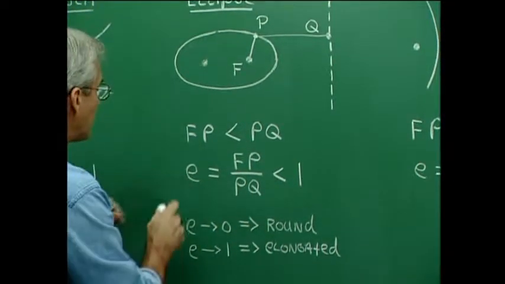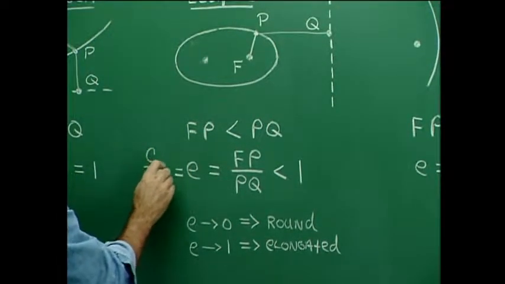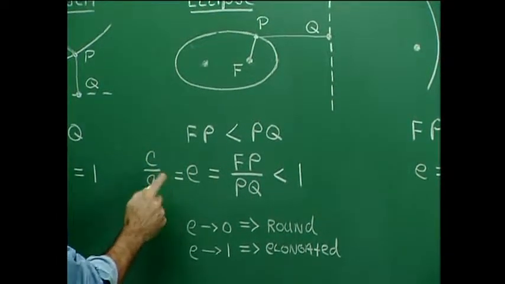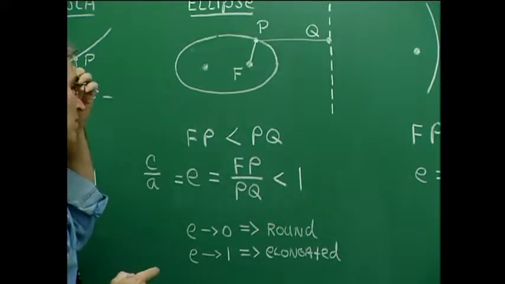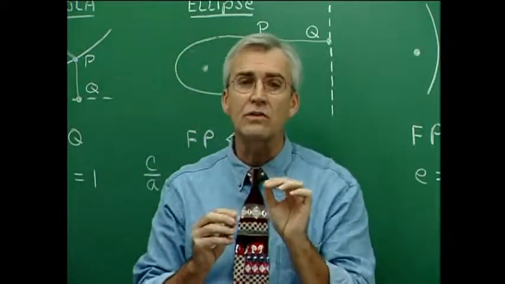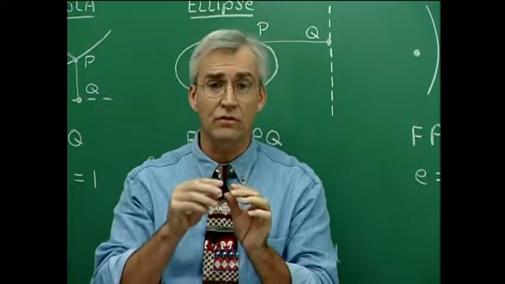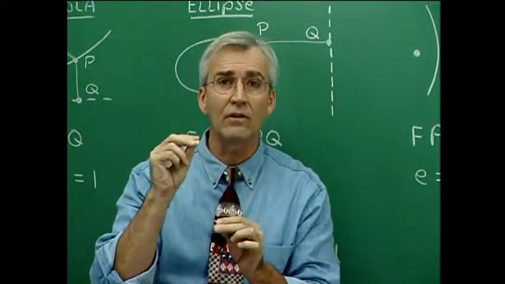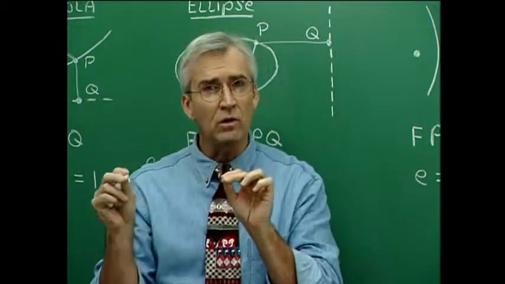Now, our eccentricity number was calculated before as C over A. Remember the C and the A distances from before. It's going to be really important that we are able to recall those values. A was the distance from the center to the ends of the major axis. B was the distance from the center to the ends of the minor axis. And C was the distance from the center to the focus points.